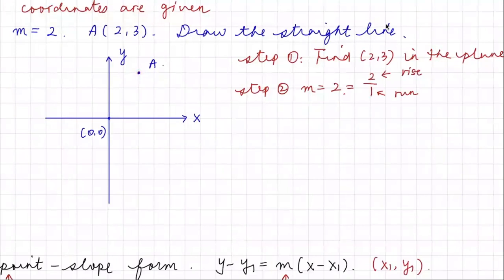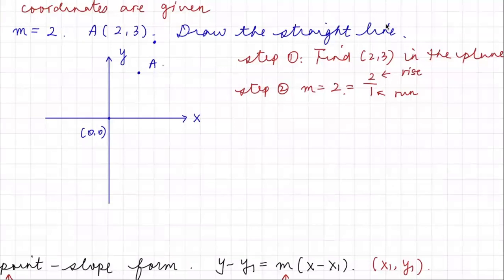Now we start from this point, and then we find the rise and run. Rise is equal to positive 2, so we go up 1, 2. And run is equal to positive 1, so we go right by 1 unit. So this is the second point we need to find to draw the straight line.